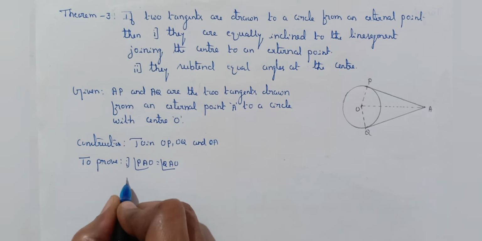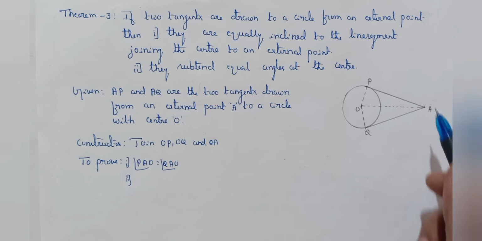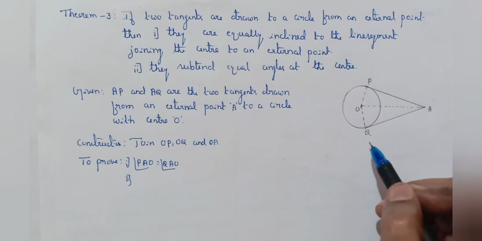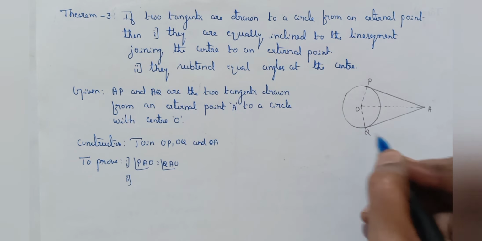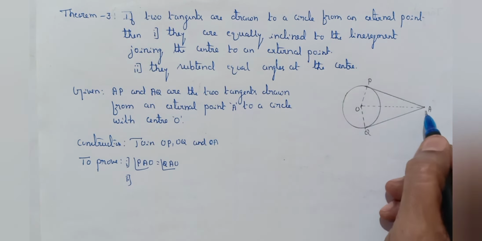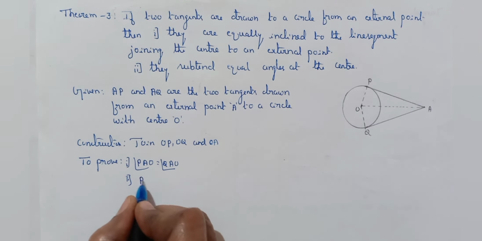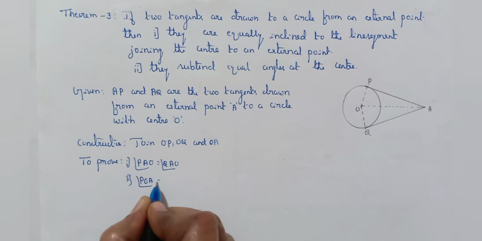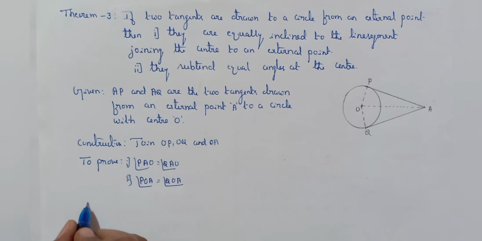Next, they subtend equal angles at the center. It means the tangents AP and AQ subtend equal angles at the center, so we have to prove angle POA is equal to angle QOA. Next, proof.